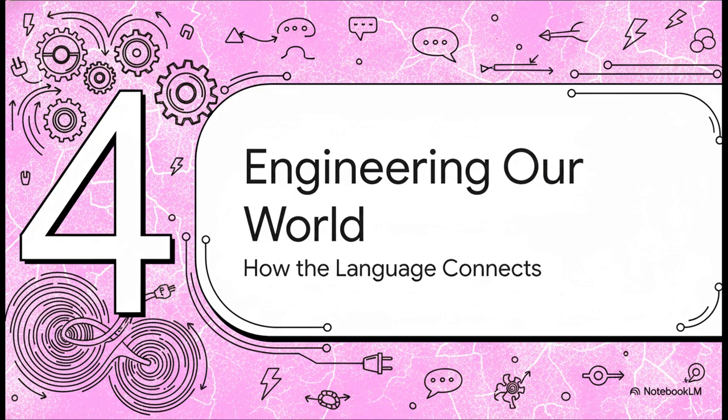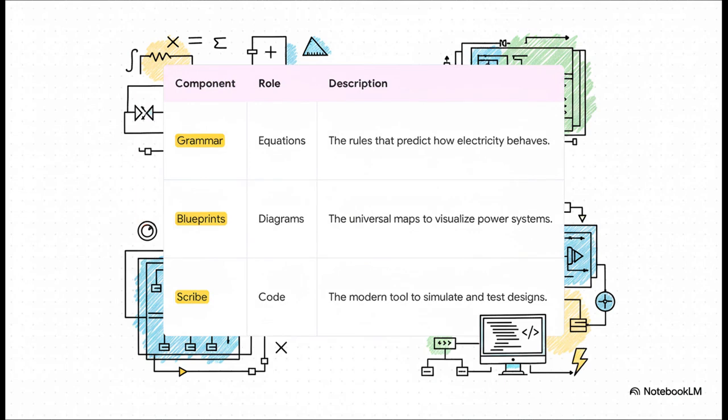So when you put it all together, you've got these three parts of one single, incredibly powerful language. Let's just quickly recap how they all fit together to literally engineer the world we live in. First, you've got the grammar, the equations, the fundamental rules of how electricity works. Then you've got the blueprints, the diagrams that give everyone a universal map to follow. And finally, you have the modern scribe. That's the code that lets us simulate, test, and perfect our designs with a level of precision that was unimaginable just a few decades ago.